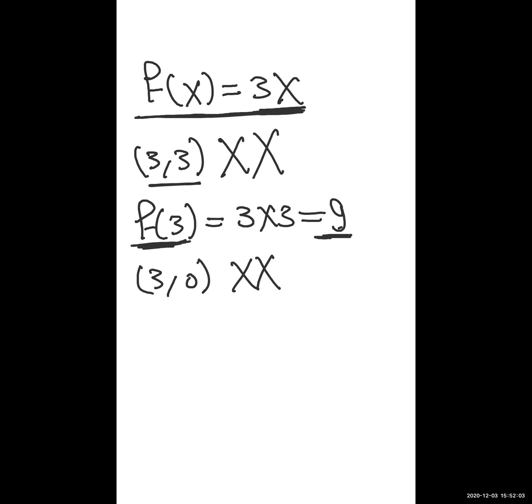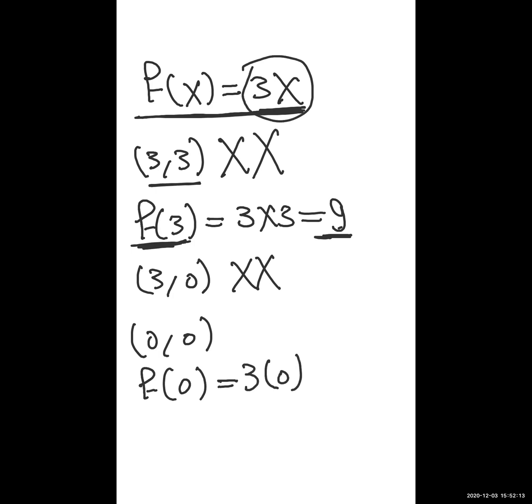Then 0 and 0. Let's check 0 and 0. So f of 0 will equal 3x, means 3 times 0, which will equal 0. So f of 0 equals 0. So this means that the straight line passes through 0 and 0. Okay, guys, so the right choice will be letter C.